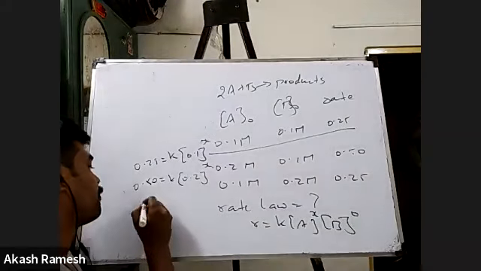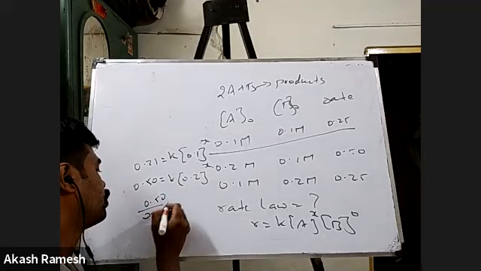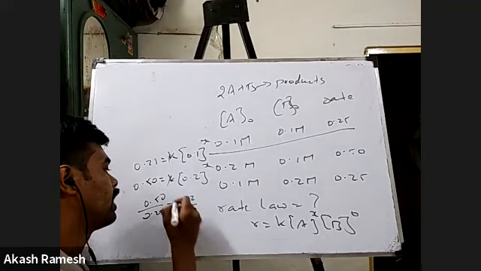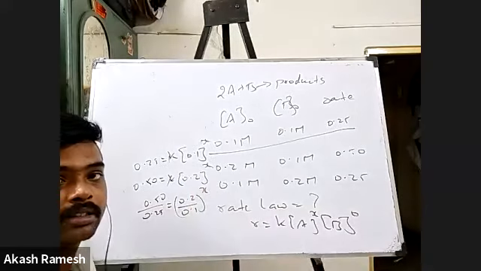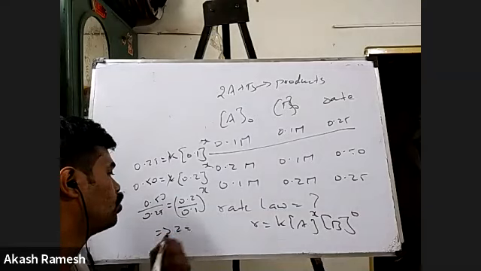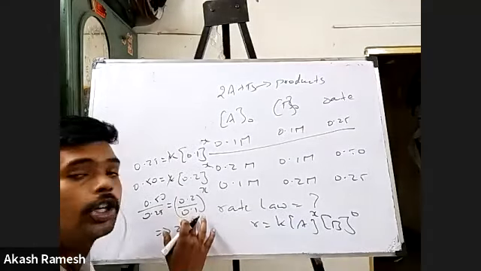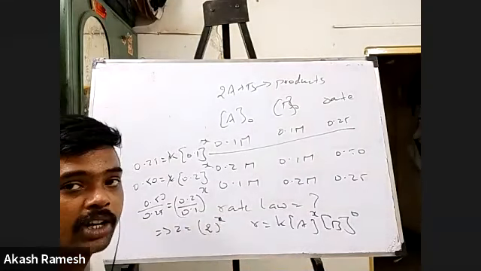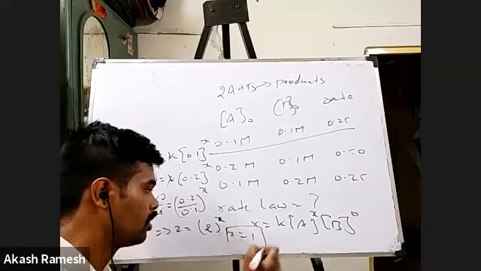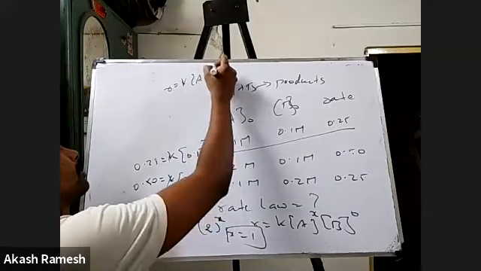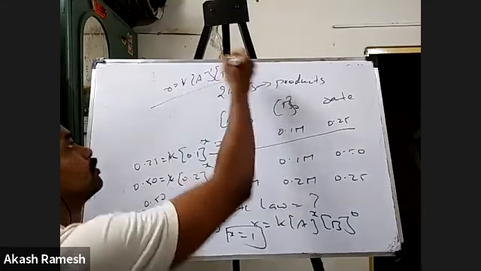So I have 0.5 divided by 0.25. K and K will get cancelled. So I have 0.2 divided by 0.1, the whole power X. So 0.5 by 0.25 becomes 2. 2 is equal to, same way, 0.2 by 0.1 becomes 2, so 2 power X. So what should be the X value now? 1. That's it. 2 power 1 is 2. So how will we write the rate law? Rate law is going to be like this: R is equal to k A power 1 into B power 0. This is the answer.